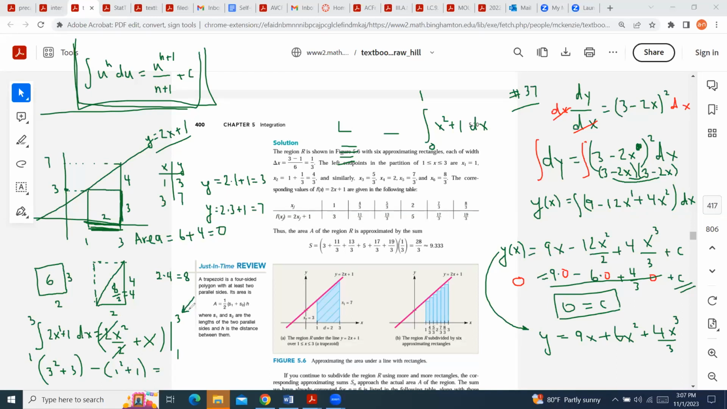We plug in the upper limit, and then we subtract the value at the lower limit. So 9 plus 3 will be 12, minus 1 plus 1, which is 2. So our area is 10. Just like 6 plus 4 was 10. I don't know why I put 0. I guess I wasn't careful.